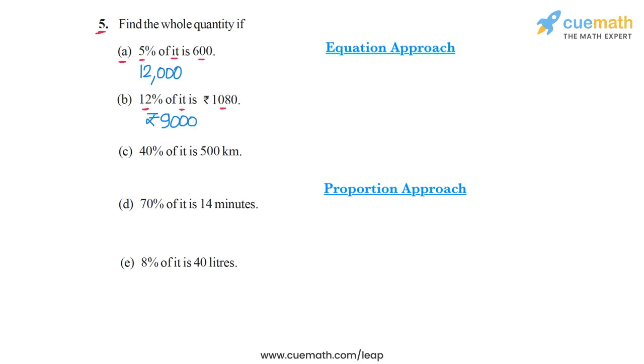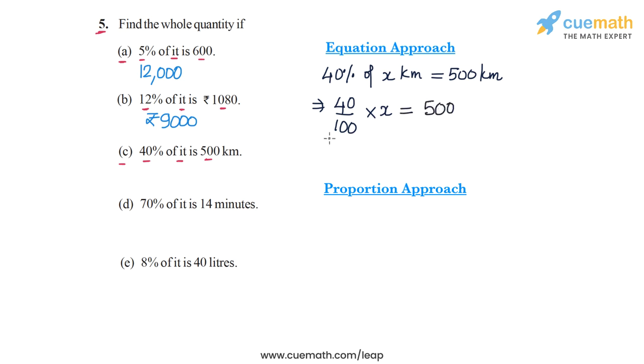Then in part C, we have 40% of the whole quantity is 500 kilometers. So in the equation approach, we write 40% of the whole quantity, which is, let's say, x kilometers, is equal to 500 kilometers. Okay, and from here we can write 40% is 40 by 100 as a fraction. So 40 by 100 into x will be equal to 500. So this is the equation that we can form. Now 40 by 100 in the lowest form will be 2 by 5.